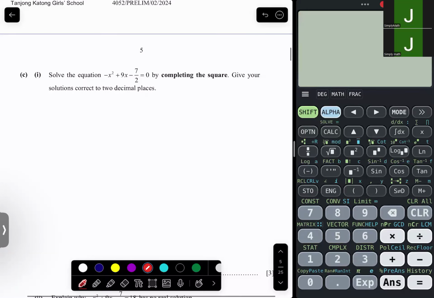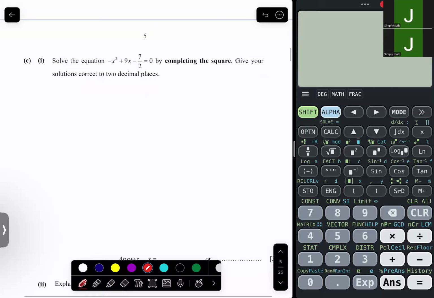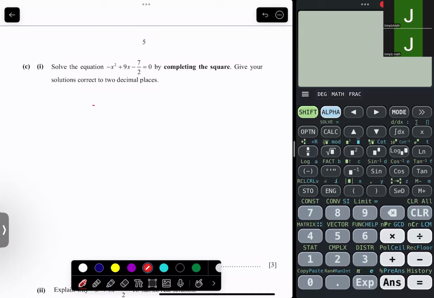Right. C part 1, solve the equation by completing the square, giving your answer correct to 2 decimal places. So the question is specific, you can only solve by completing the square. Okay, so we have negative x squared plus 9x minus 7 over 2 equals 0. Because this is an equation, I can take things a little bit differently.